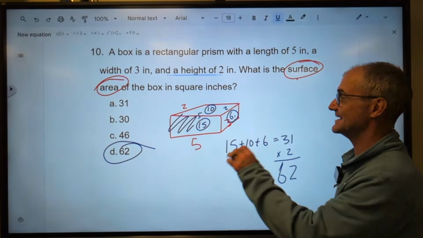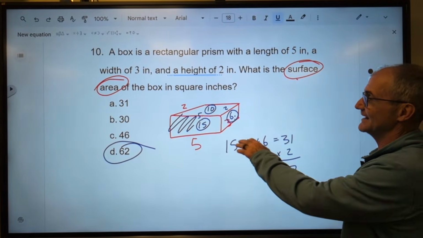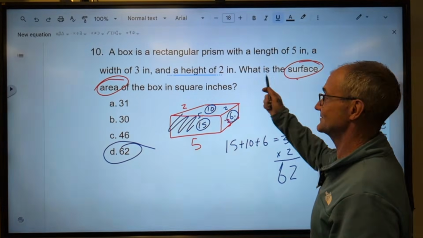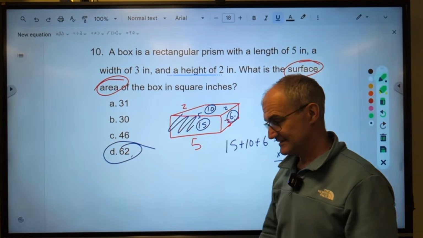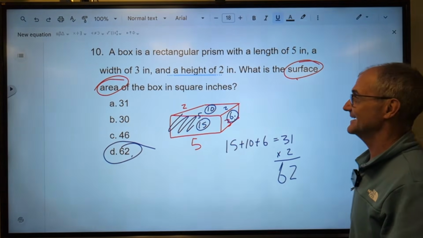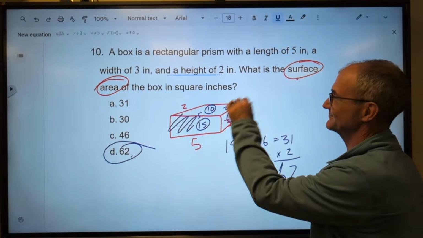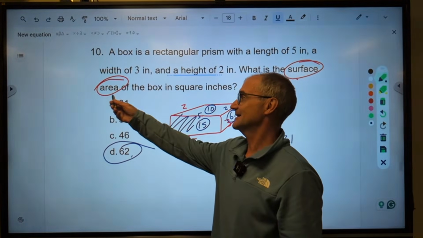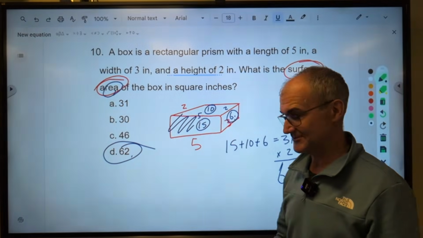If I didn't really stop and read thoroughly, I would have got answer B, but that's not what they're asking for. They're asking for surface area, so correct answer is 62 right there. That's a hard problem. This one's all about really breaking it down and being thorough to get what you're actually solving for.